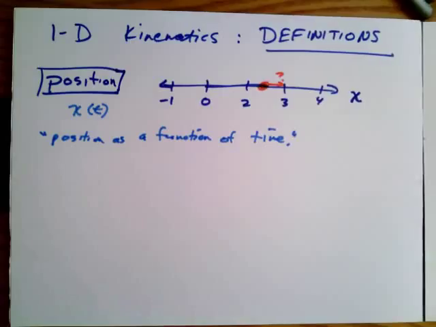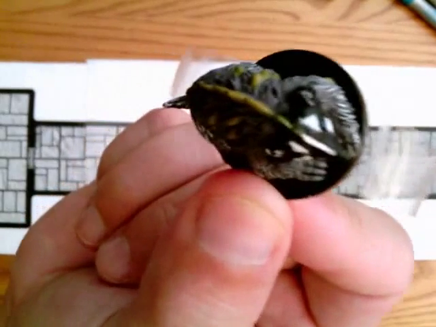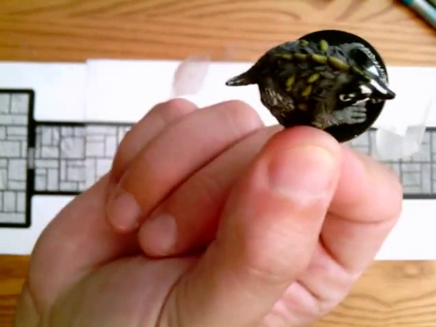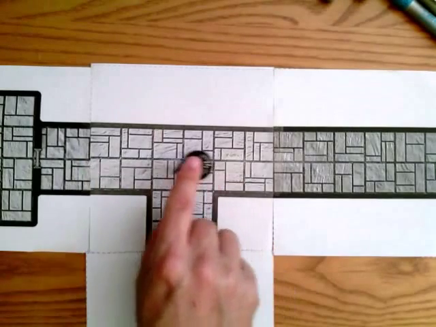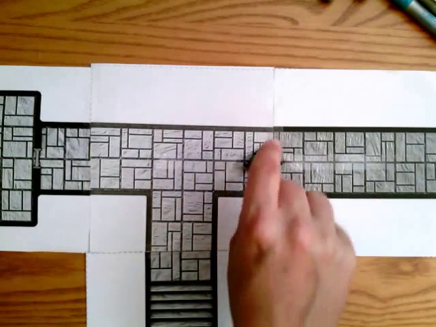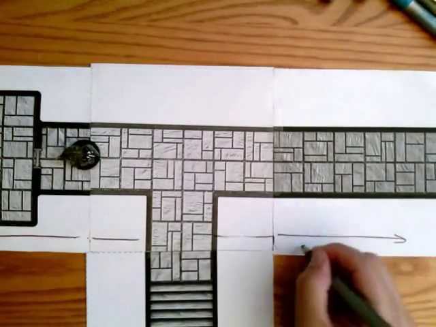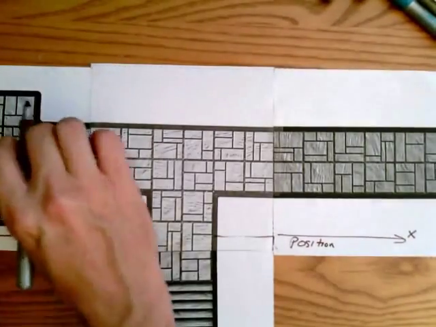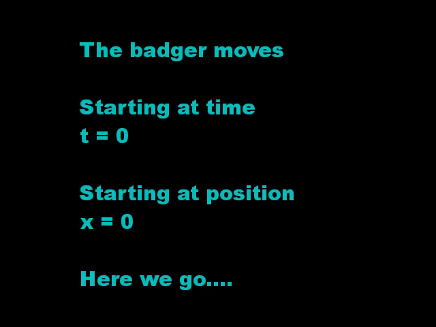So for example, let's talk about the motion, the kinematics of a monstrous badger moving along a narrow hallway. A monstrous badger. There he is. And we're going to have a bird's eye view of him as he moves down this hallway. He can move forward or backwards in a straight line down the hallway. So to indicate his position, we'll draw a number line, a coordinate system, x, where we mark a 0 position and a positive going this way, negative going that way. So we're going to start at a time t equals 0, corresponding to a position x equals 0.